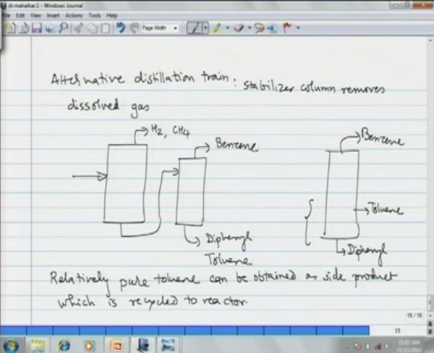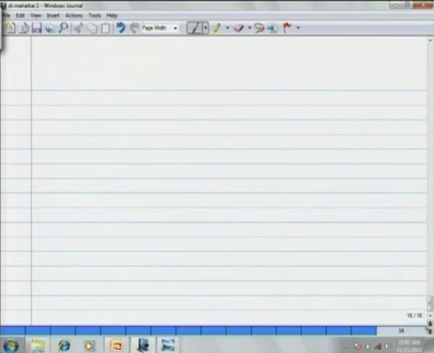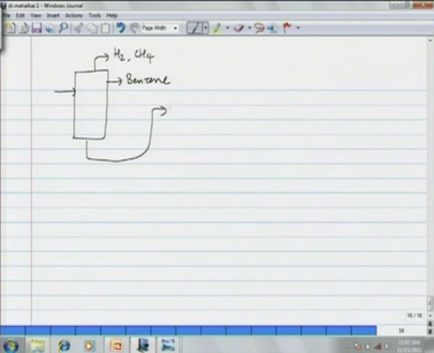This is possible only if diphenyl is present in small quantities and relative volatility between toluene and diphenyl is high. That point also should be noted. Another option is to take off benzene as a side product from the first column, the stabilizer column itself, and then send the stream to the second column where the toluene and diphenyl are separated. This is alternative 2.